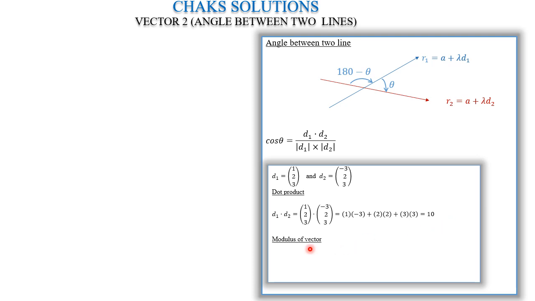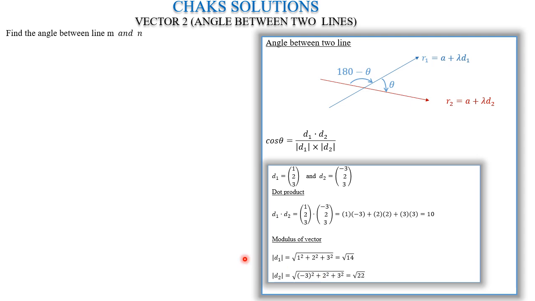Right, then we look at the modulus. The modulus is the magnitude of a vector, or the length of the vector. For direction 1, the modulus is the square root of 1 squared plus 2 squared plus 3 squared, which is root 14. Then the modulus for d2 is minus 3 squared plus 2 squared plus 3 squared, which is equal to root 21. To find the modulus is very simple. Just take the x component squared plus the y component squared plus the z component squared under the square root. That's how you find the length of the vector.